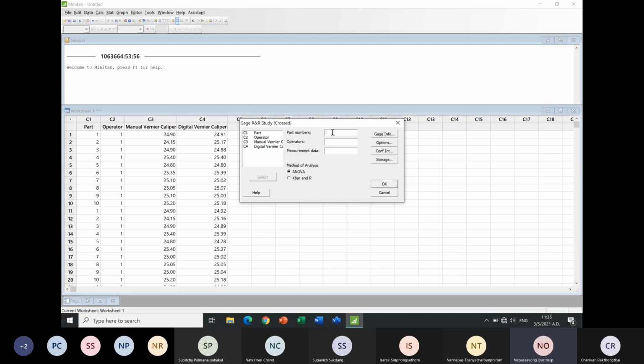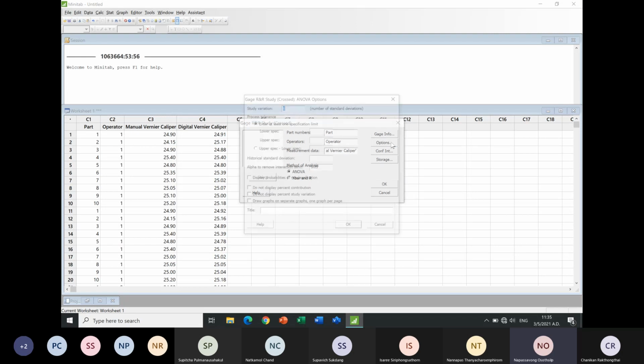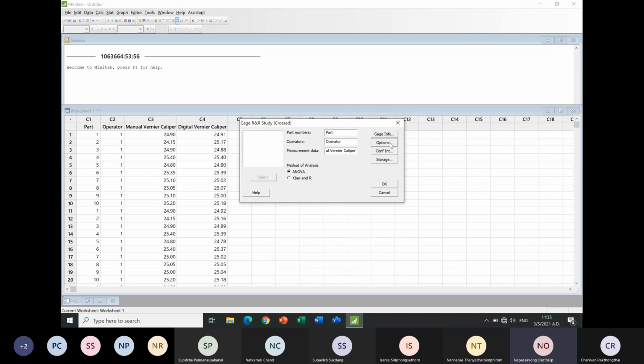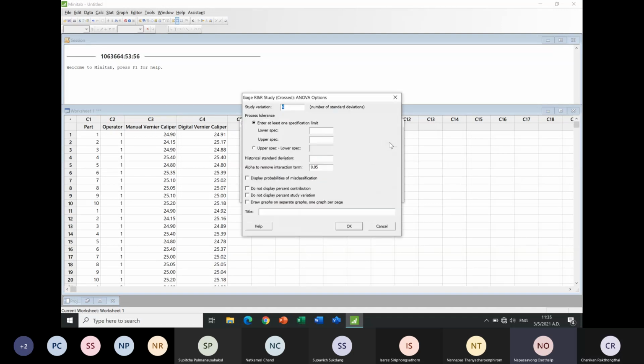In this case, you will use crossed. If you click on that, it will ask you to enter the column of part number, so you double click on part, and then operators and measurement data. Now let's do manual vernier first. You double click on that, then click on options, and you will see the number 6 in the first box. It tells you that for the P to TV ratio, it will use 6 sigma instead of 5.15.